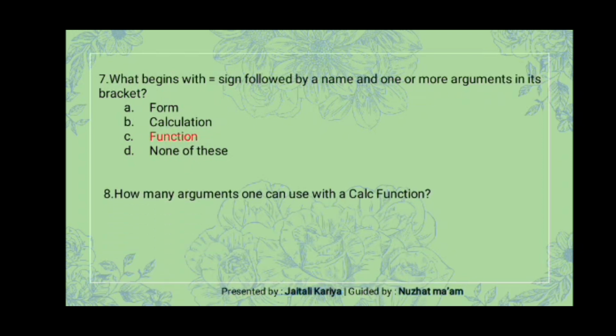Seventh, what begins with equal to sign followed by a name and one or more arguments in its bracket? A. Form, B. Calculation, C. Function, and D. None of this. And the correct answer is C, that is, function. Eighth, how many arguments one can use with a Calc function? A. 1, B. 2, C. 3, and D. Depends on function, and the correct answer is D, that is, depends on function.